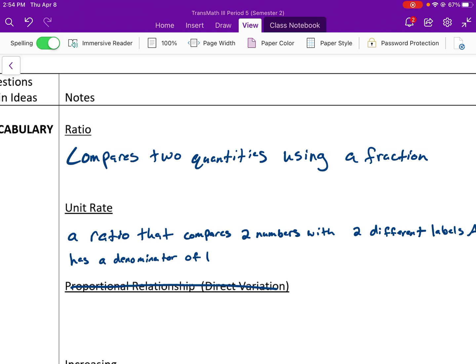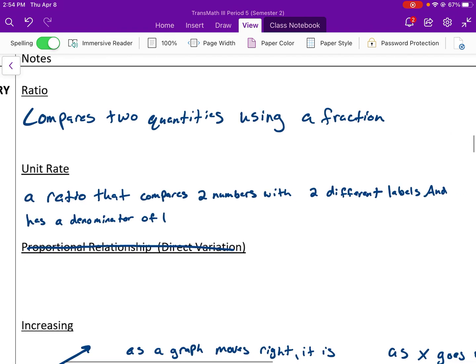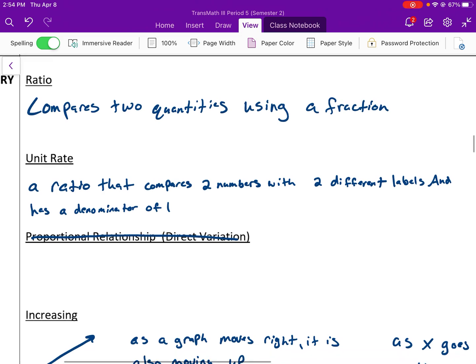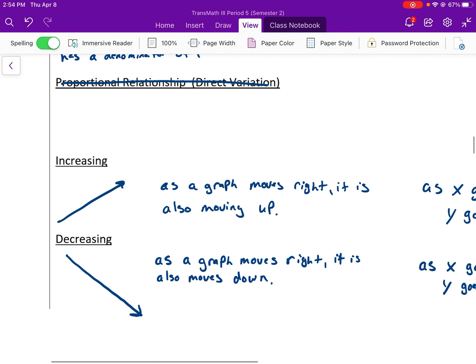Now, unit rate, we're going to use that ratio, where we're comparing those two numbers, and it has two different labels. But now the tricky thing with the unit rate is we need to have a denominator of 1. So that's the big thing when it comes to unit rate, 1 unit. So we need to have a denominator of 1. Now, we got some relationships that we're going to talk about. We're going to skip that proportional relationship.